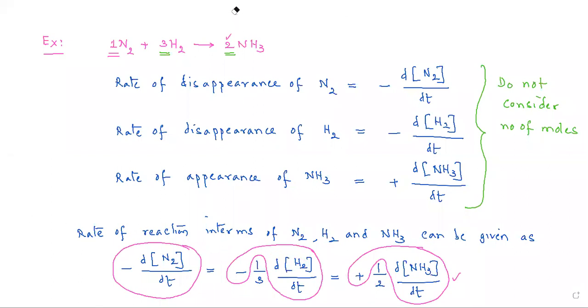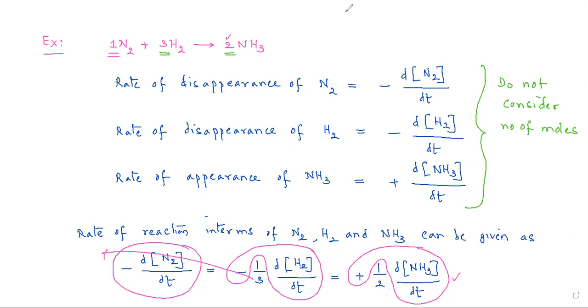Now, even if you want a relation between these two, this and this, the rate of disappearance of hydrogen is 3 times the rate of disappearance of nitrogen, isn't it?